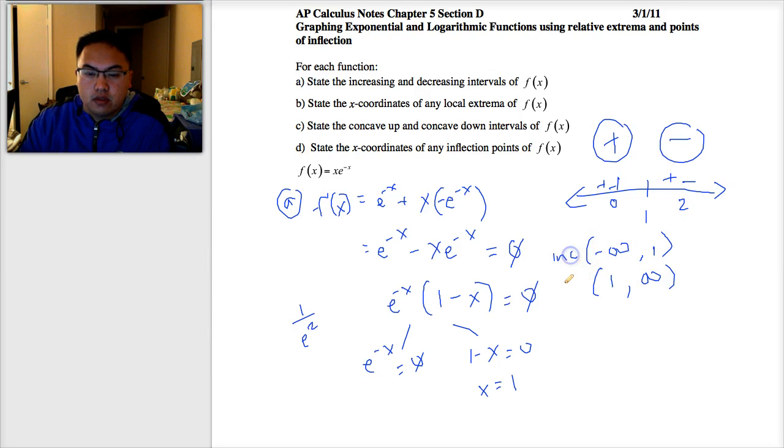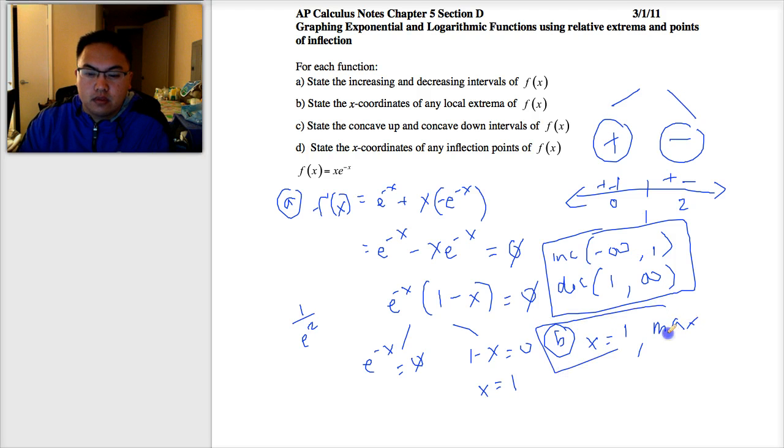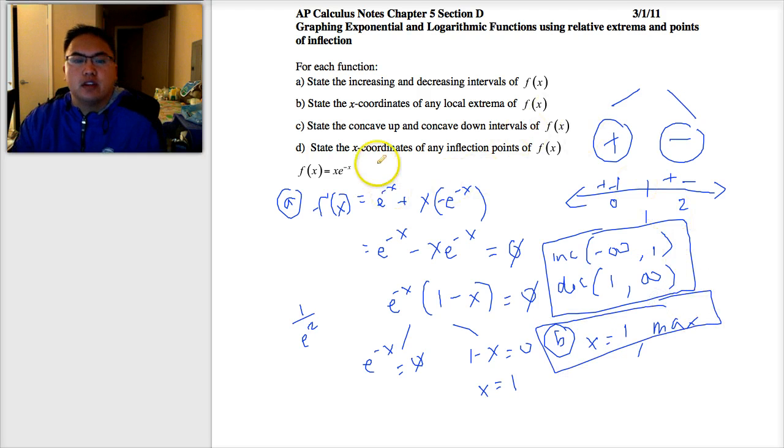So that's how you do letter A. Then letter B says state the x-coordinates of any local extrema. I only have one local extrema. The x-coordinate is 1, so this is letter B. And if my slope goes from positive to negative, here I have a local max. And that's how you do that.